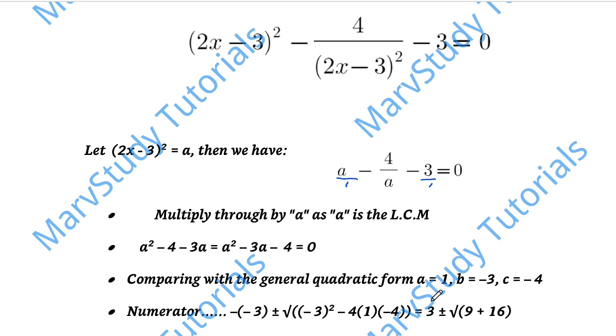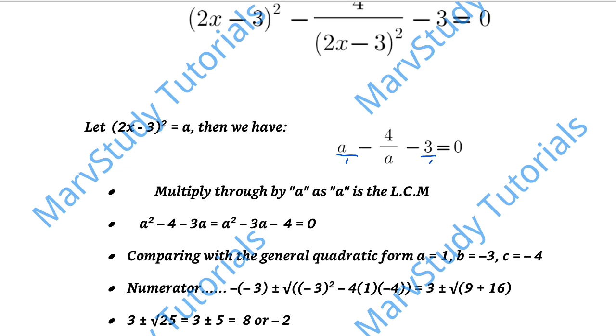So we have 9 plus 16. 9 plus 16 is 25. So basically we have 3 ± the square root of 25. And the square root of 25 is 5 because 5 times 5 is 25. So we can have 3 ± 5 equal to 8 because 3 plus 5 is 8, and 3 minus 5, that's 3 taking away 5, we're going to have -2.